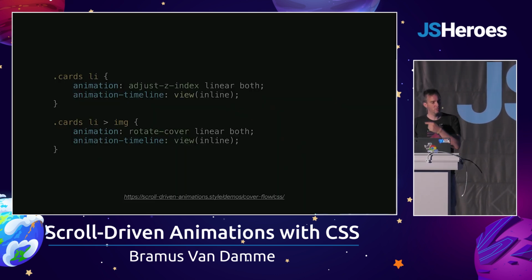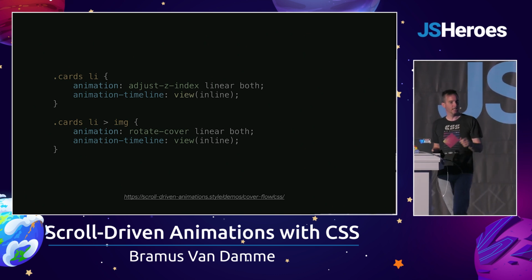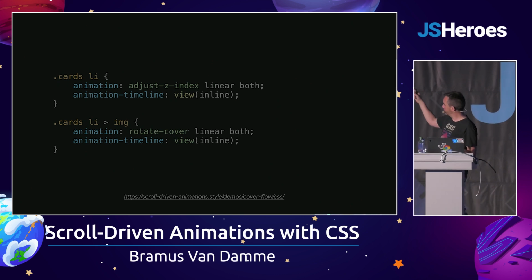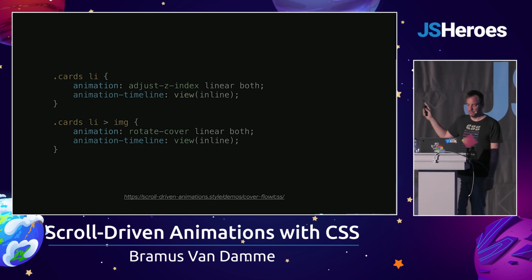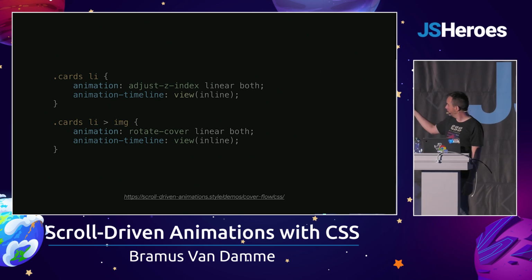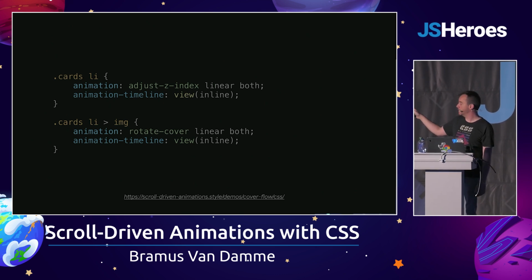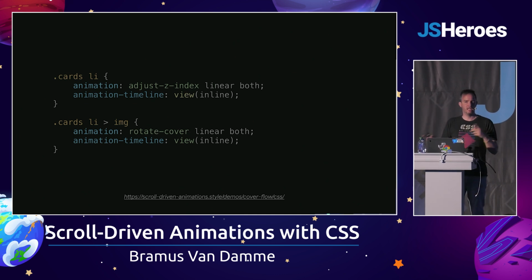In this demo, I cheat a little bit. I'm also adjusting the z-index on the LIs, so not just the images, but also the LIs. And as you can see, I'm creating view timelines for both the LIs and images. So to be very, very clear, by the way, this will create a view timeline for every matched subject. So what you see there at the bottom, cards LI IMG animation timeline view, it will create a view timeline for each and every image. So you have multiple view timeline instances. And what you can see on this side as well, we are creating a view timeline instance for both the li and the image, but they're basically tracking the same position.